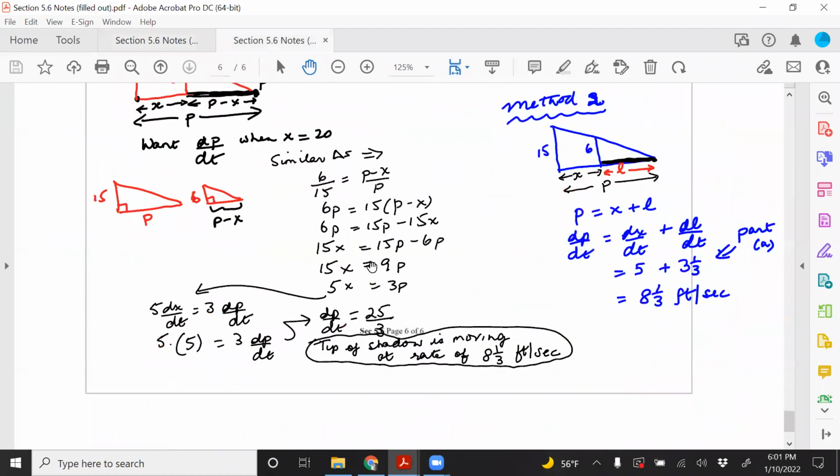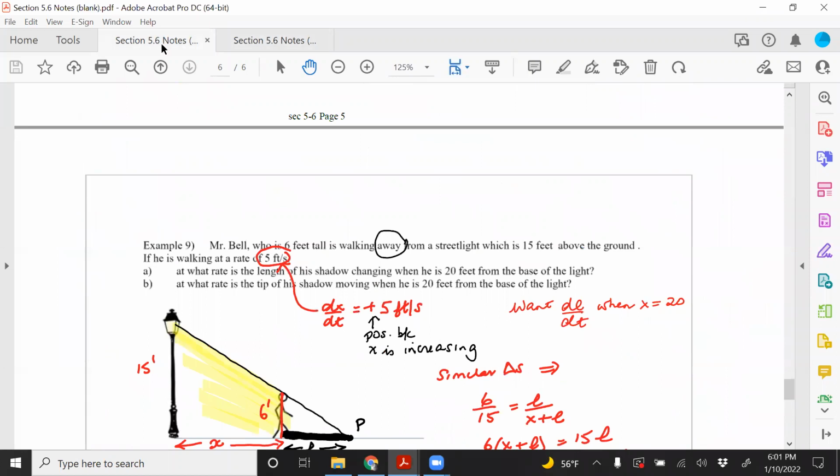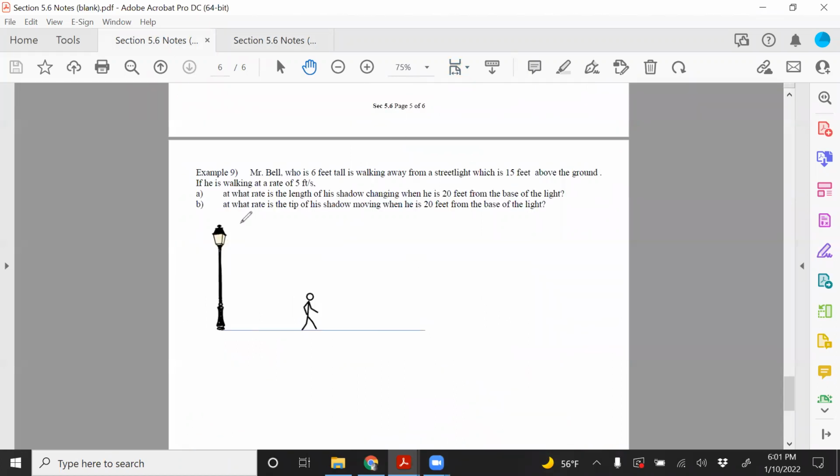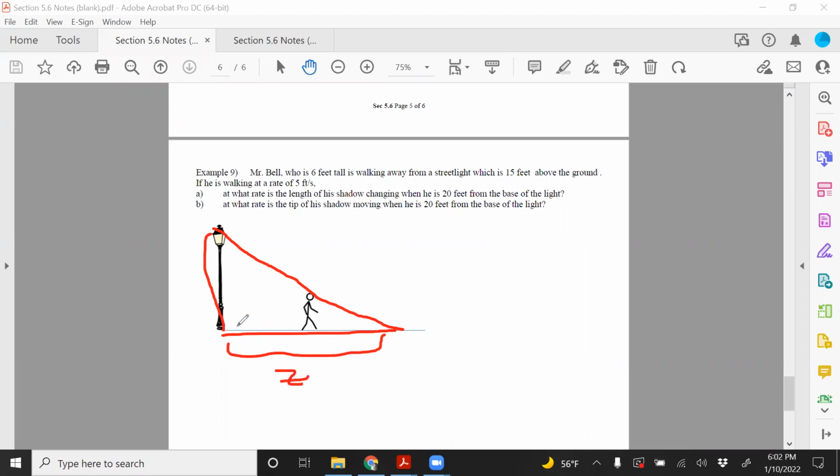Part B is a little tricky though. Not my favorite problem. For part B, you want to know the tip of the shadow. So it's actually a different thing. So I'm going to call this whole thing here Z. That's how the tip of the shadow is changing, because it's also determined by how far he is from the light post. The tip of the shadow, sorry, not the shadow length. Again, that's 15, and that's 6, and that's 20. And we'll call that 20 minus Z.